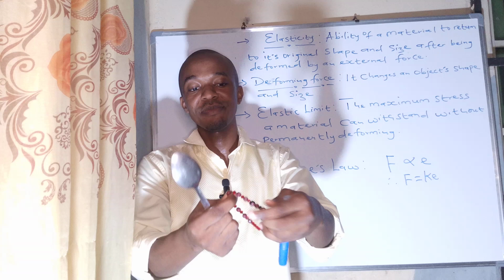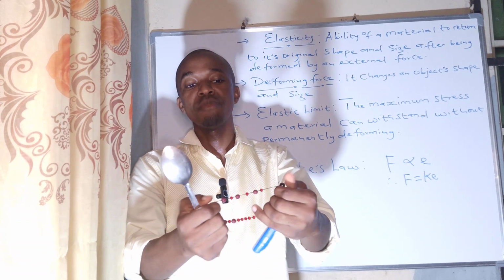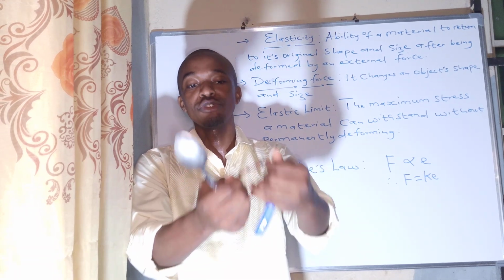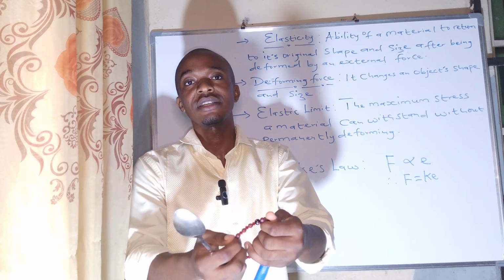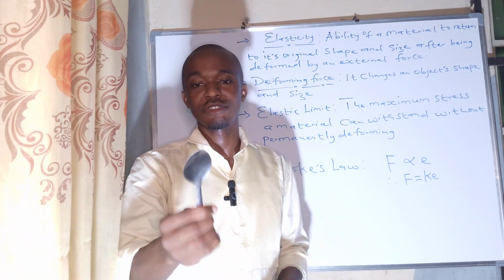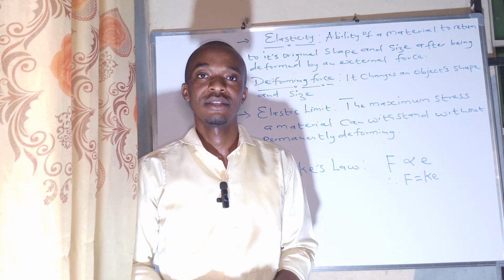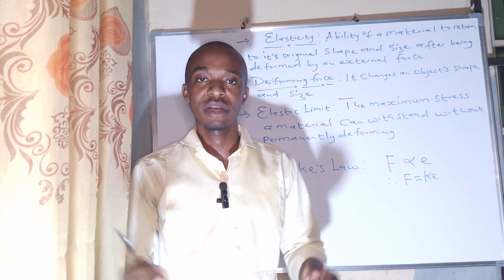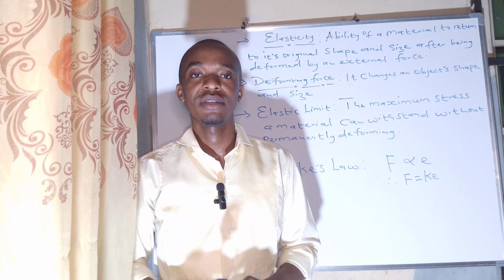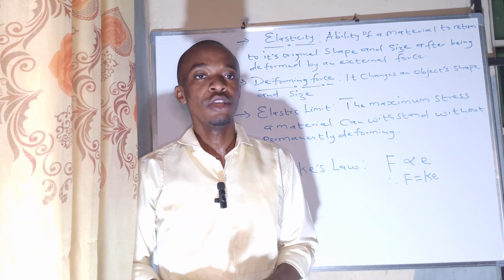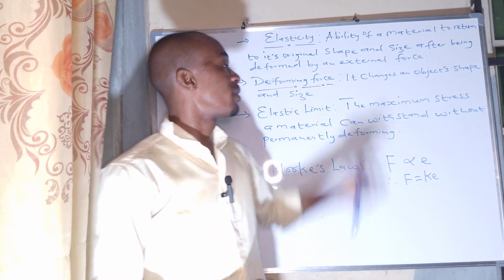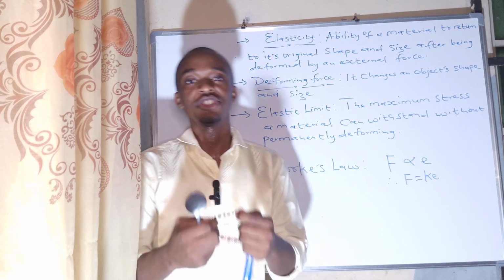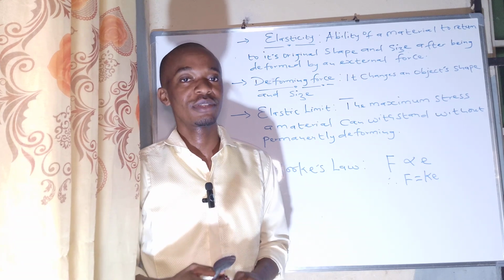The ability of this rubber band to resist deformation, because if I deform it, it will return back to its original shape and size, also makes this rubber band elastic. So this is elastic, and this is also elastic. So elasticity, like I said, is the ability of a material to return back to its original shape and size after being deformed by an external force. So let's progress. What do we mean by deforming forces? Deforming forces are simply forces that tend to change the shape or size of a solid object.